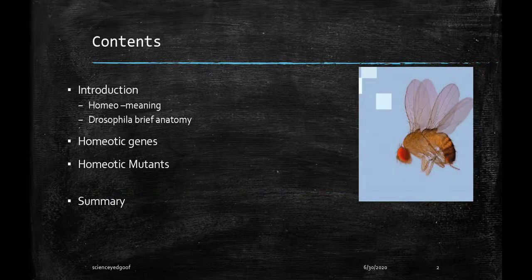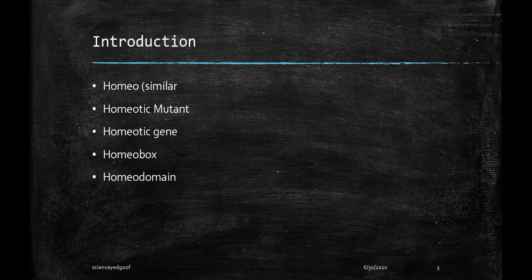So we'll be covering a little bit of introduction, where we'll learn what homeo means and the brief anatomy of Drosophila, and then move on into the topic, that is homeotic genes and homeotic mutants, and finally summarize the topic. So coming to the introduction.